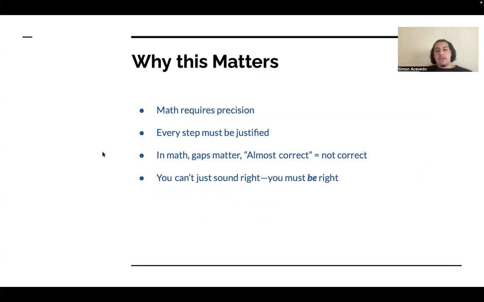Why does this matter? Well, it matters because math requires precision, right? Without precision, and without justifying every single step logically, you cannot conclude that something is true for all cases. Gaps matter. Almost correct is not correct. You need to be able to prove it for all circumstances, and back that up by clearly stating things with clear reasons. If you miss a certain statement or justification, it's not a full proof, right? You can't just sound right, you must be right.